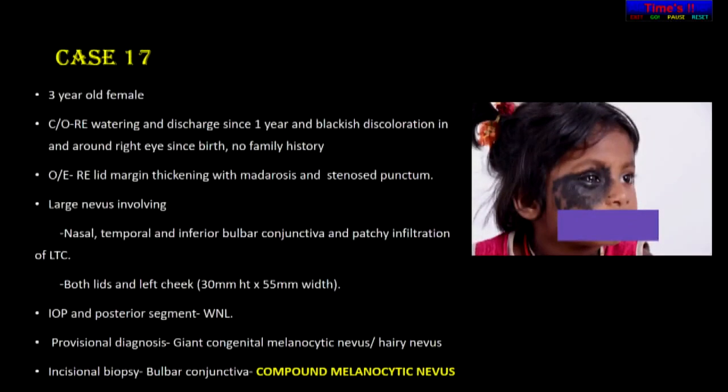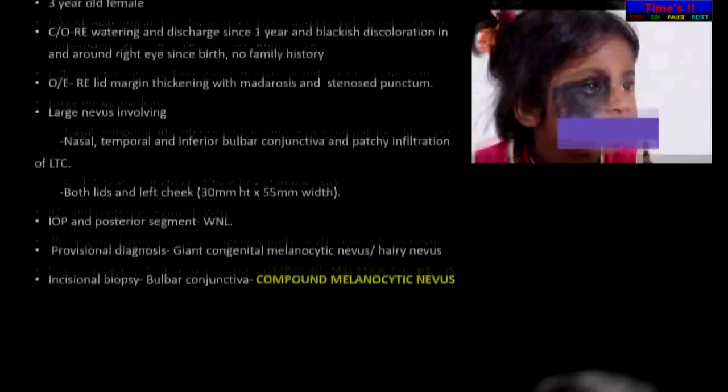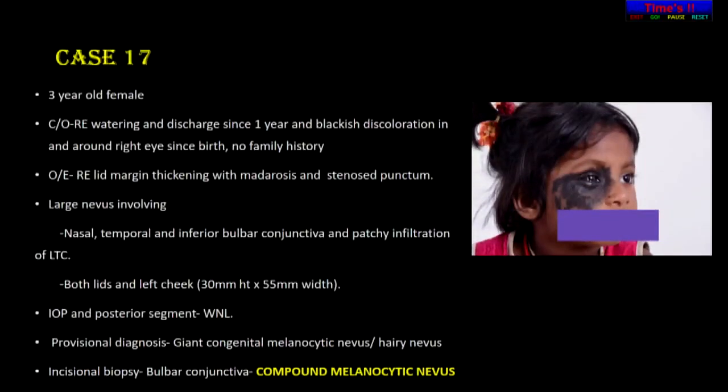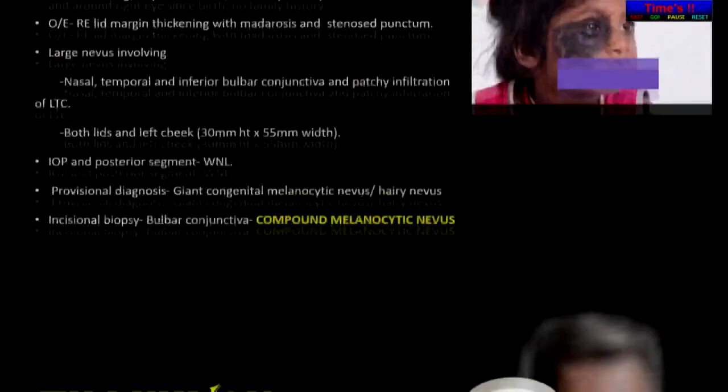So this is not a masquerade, and this is just a child who was diagnosed as conjunctival melanocytic nevus, and biopsy came out as a compound melanocytic nevus. So these cases have to be followed up very frequently, because these masses can always become malignant. So it's not a masquerade, but we just presented it to show the importance of follow-up.